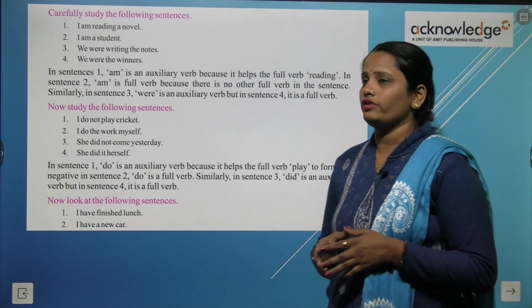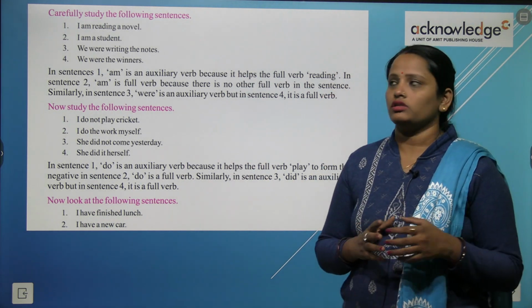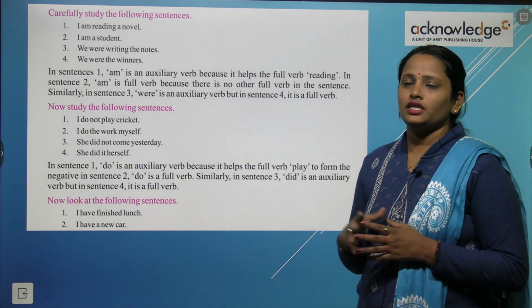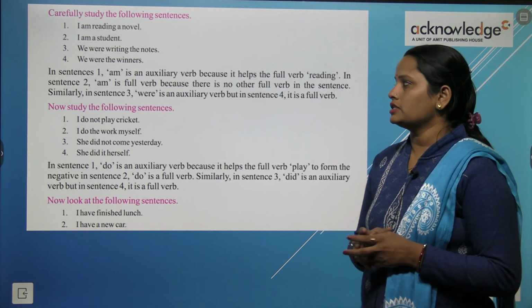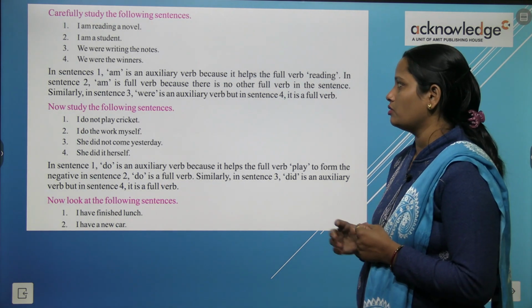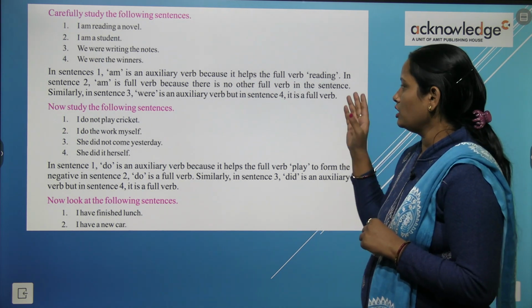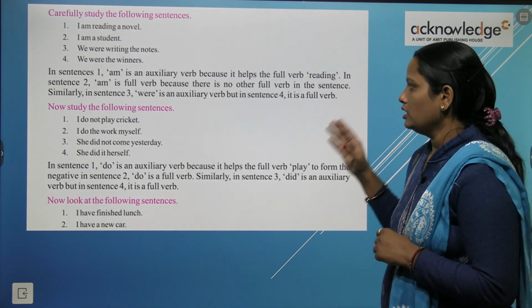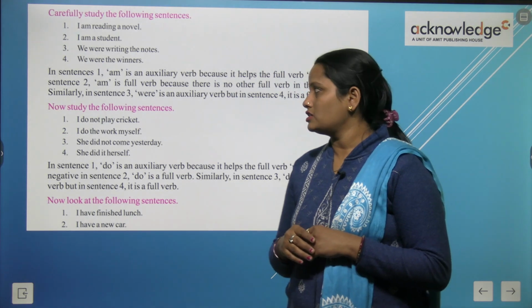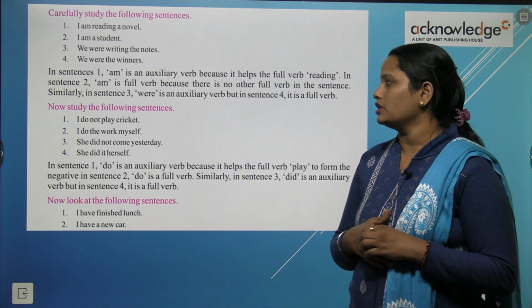Now carefully study the following sentences. I am reading a novel. I am a student. We are writing the notes. We were the winners. So in sentence 1, am is the auxiliary verb. अब यहाँ पे जो sentence 1 है उसमें am जो auxiliary verb है because it helps the full verb. उसने main verb को help किया और main verb क्या है हमारा reading. In sentence 2, am is full verb because there is no other full verb in the sentence.